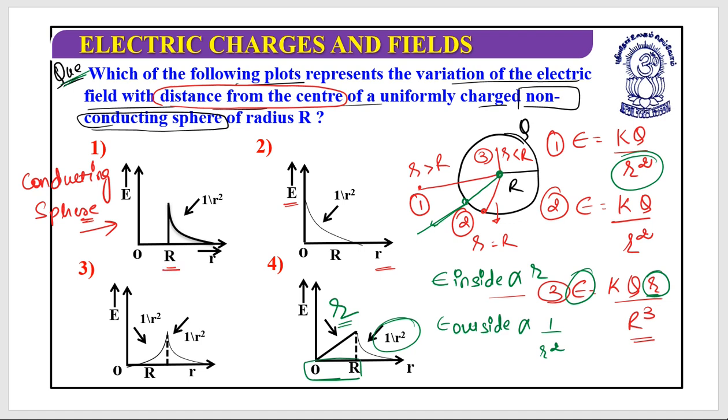But from where? From radius R onwards. So the electric field will be available as you are moving away from the sphere, just outside the sphere. Inside the sphere, the electric field will be 0 for a conducting sphere, but for a non-conducting sphere you have already proved this. So are you done with this? Are you sure? Let's move to the next question.